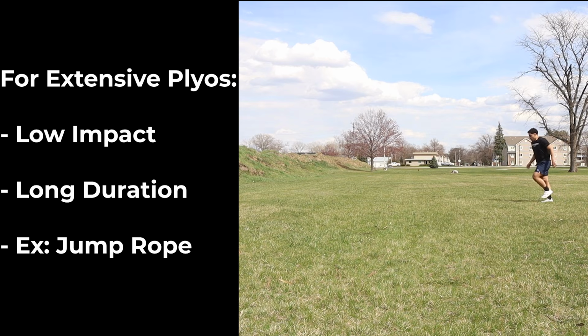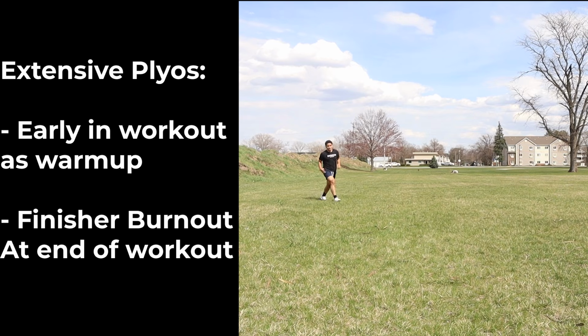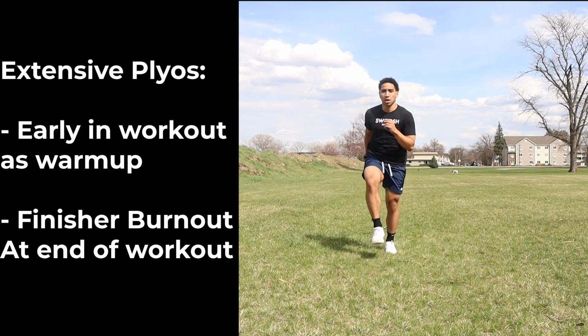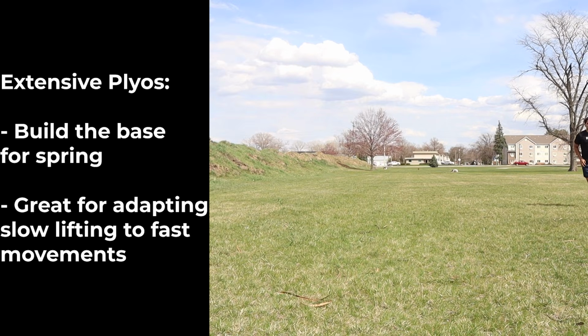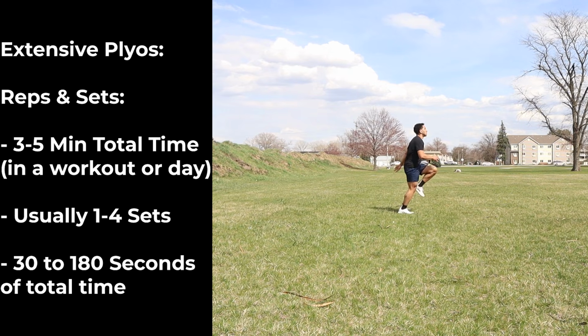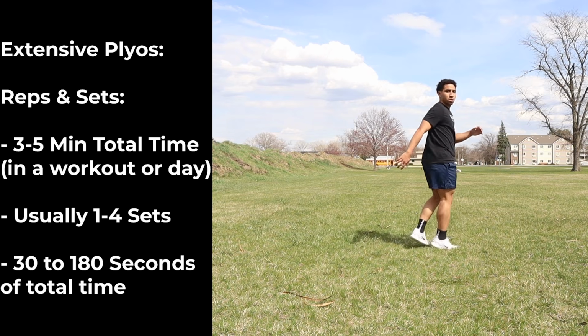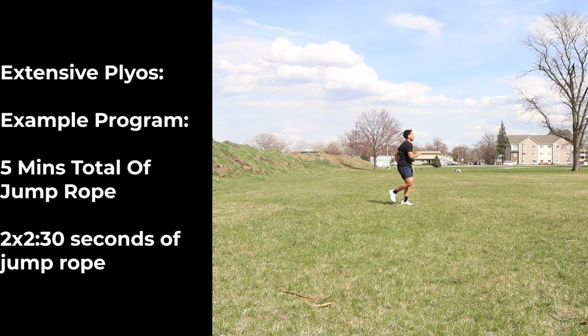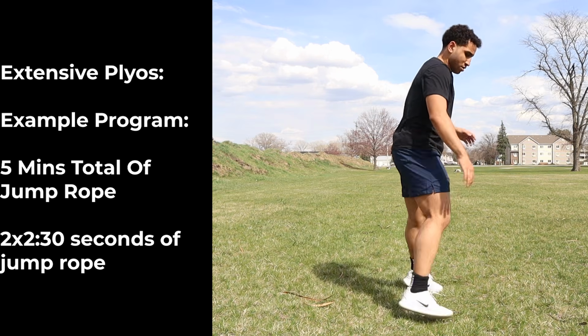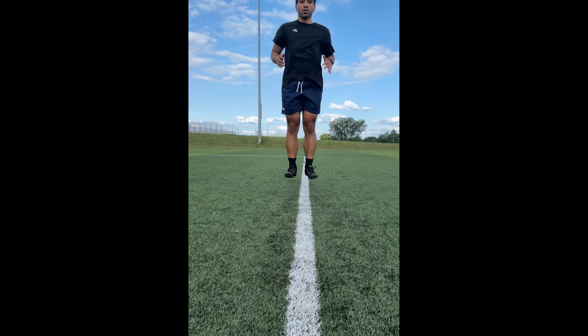For extensive plyometrics, think low impact repetitive movements. Use them at the beginning of your workout to warm up the tendons and build elasticity, or at the end of a workout as a finisher to help the tendons adapt to the heavy lifting and transition to faster movements later on. For reps and sets, they need to be long duration for low to medium intensity. So a total minute count, for example, could be 3 to 5 minutes per day, 3 to 5 days per week, which isn't too bad actually. An example would be jump rope, 3 minutes a day at a low intensity.